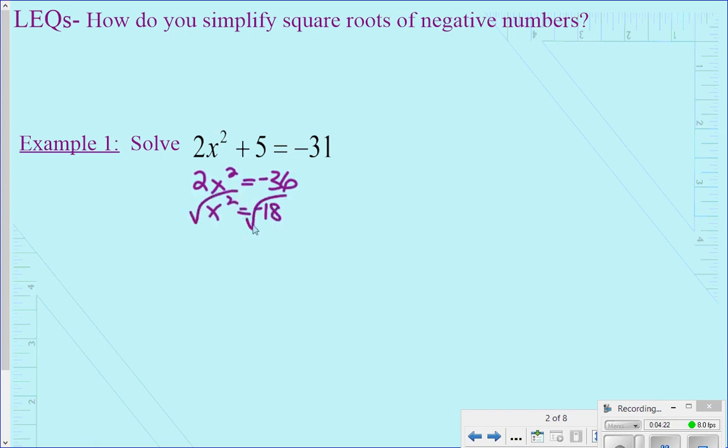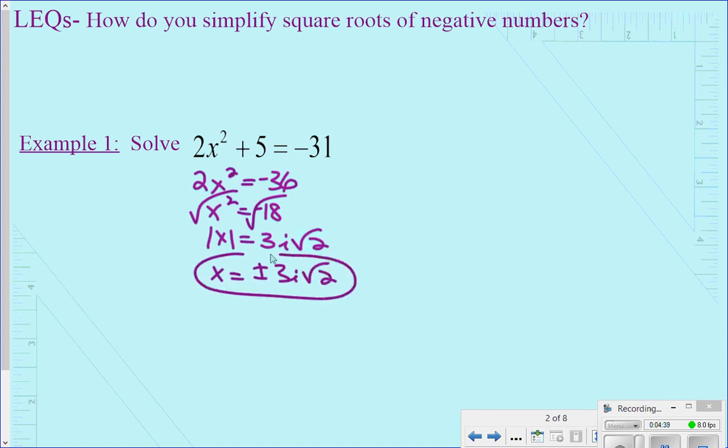Square root of each side, absolute value of x equals the square root of negative 18, which is 3i root 2. And x is equal to plus or minus 3i root 2. So remember what that means. 3i root 2 and negative 3i root 2. If I substitute back in for x, square and multiply by 2 and add 5, I would get negative 31. So these are values that solve this equation. Even though they're not part of the real number system, they are values that will solve the equation.